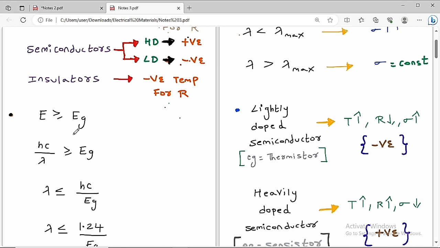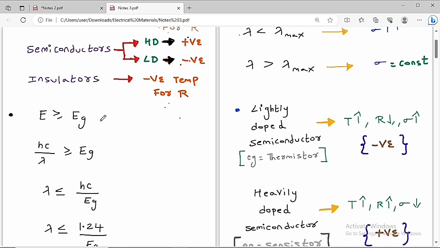So whenever you try to give thermal energy to the electron which is present in the valence band, if the energy is more than or equal to the band gap energy, then only the electron can go from valence band to conduction band. So when E is greater than or equal to Eg, then only that electron can go from valence band to conduction band. Okay.